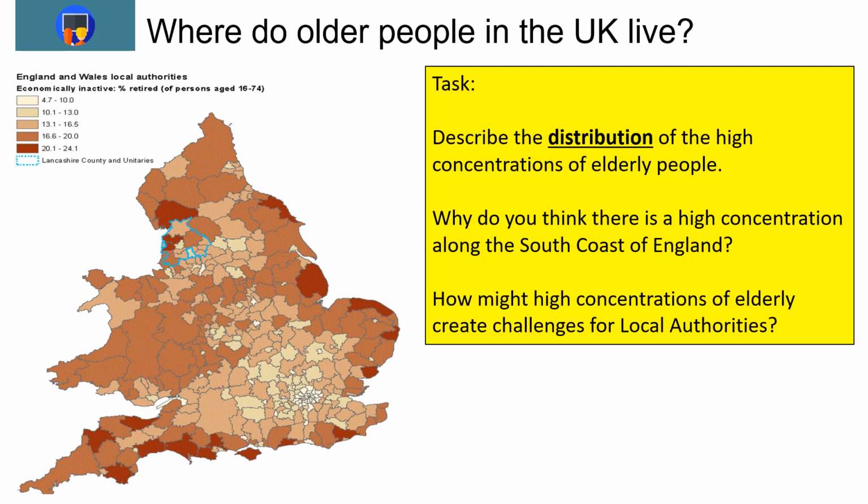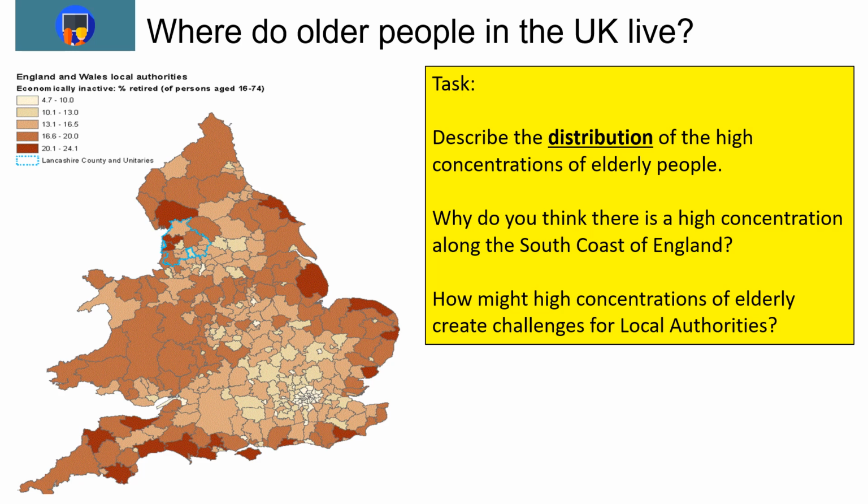Turn to page 11 of your workbook, please. This choropleth map shows percentage of economically inactive, percentage of retired people. The darker colour shows a high percentage of retired people, and the lighter colour shows a lower percentage of retired people. First task is to describe the distribution of the higher concentrations of elderly people.